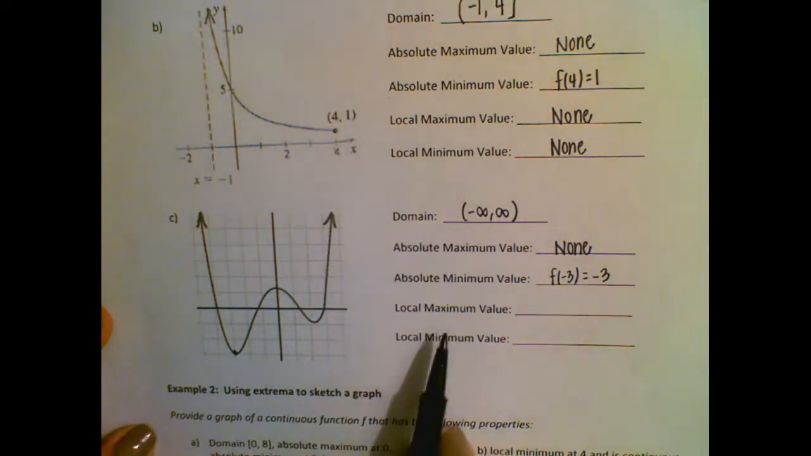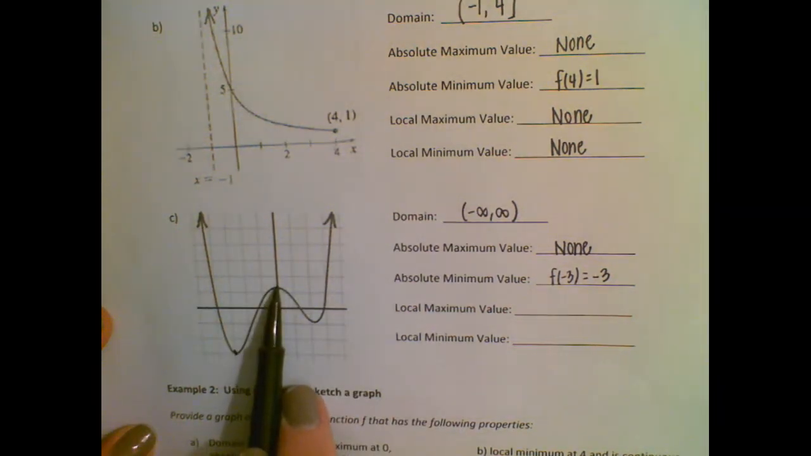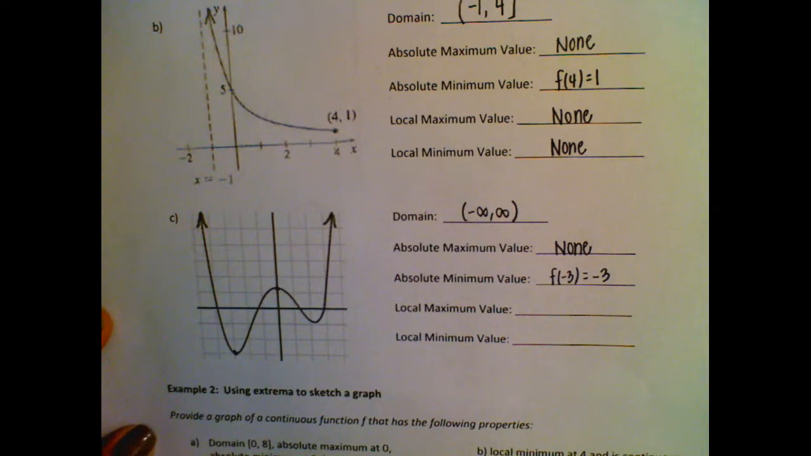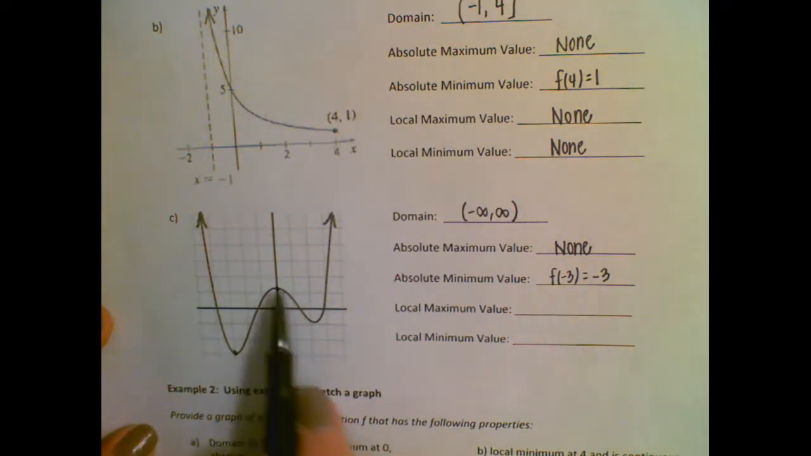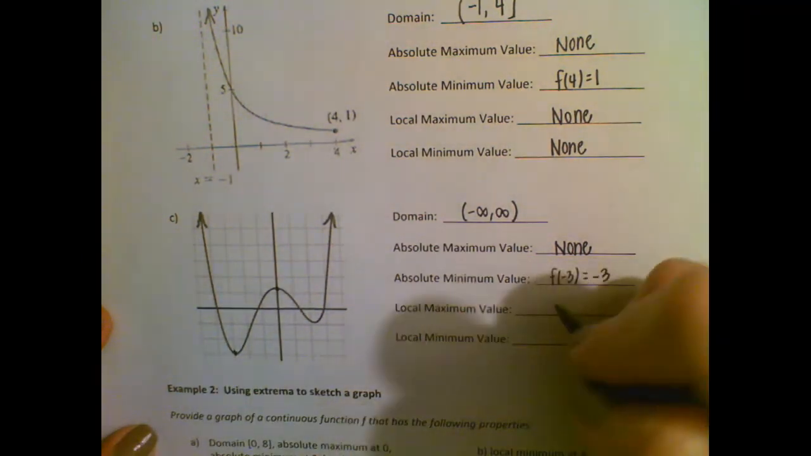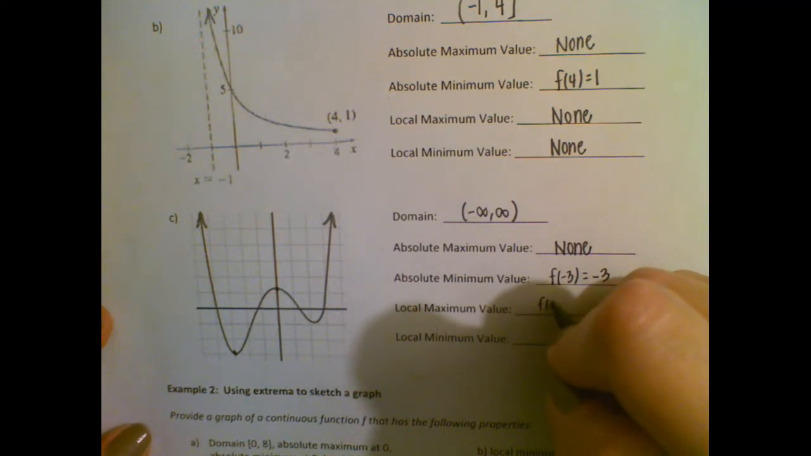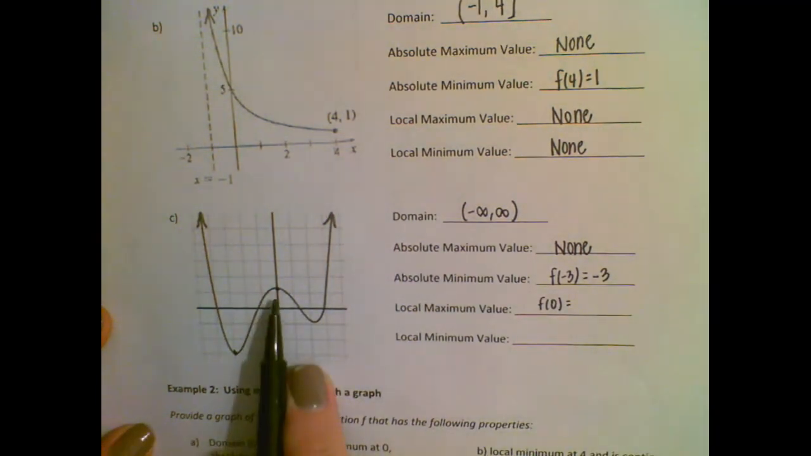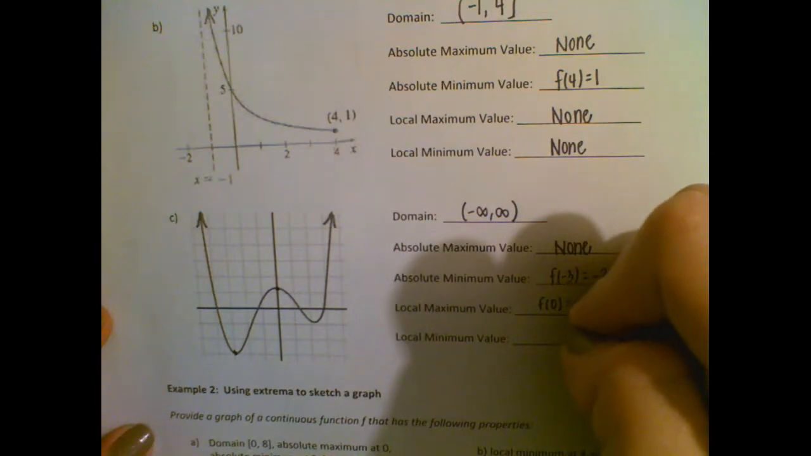I do have a local maximum because I see that I have a high point here. It's not the absolute because it's not the highest point on the graph, but it's definitely local because it's in between. So my local maximum looks like it's at f of 0. The Y value is a little bit higher than 1. So I don't know, 1.25 or something like that.